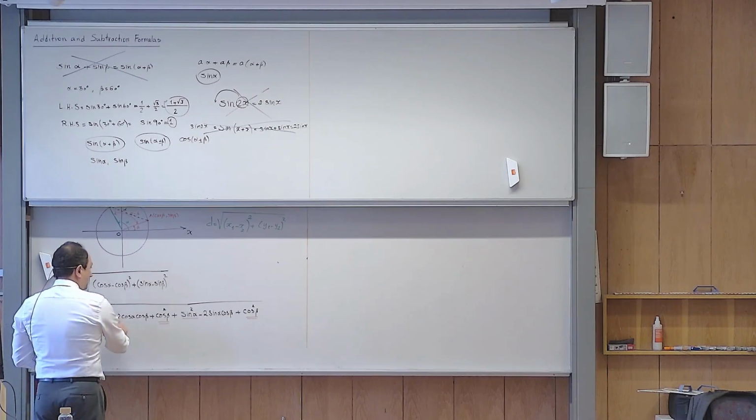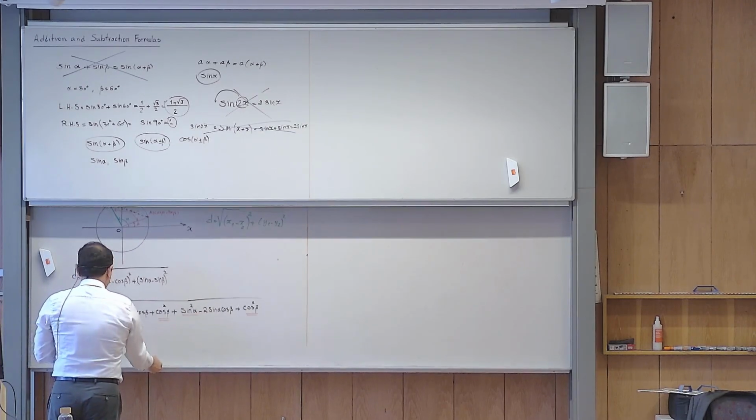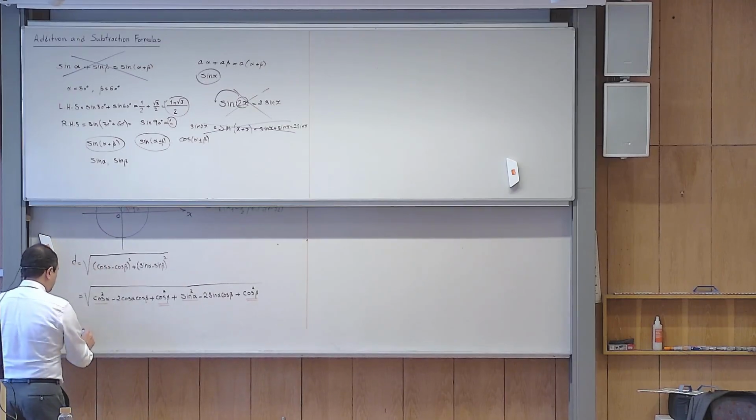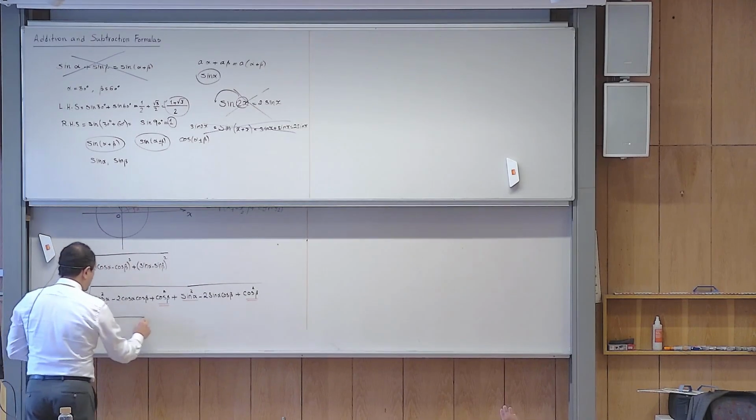Yes? So it becomes a 2. And I have a 2 here. I also have a 2 here. So let me just factor a 2 out. Yes? So this becomes the square root of.